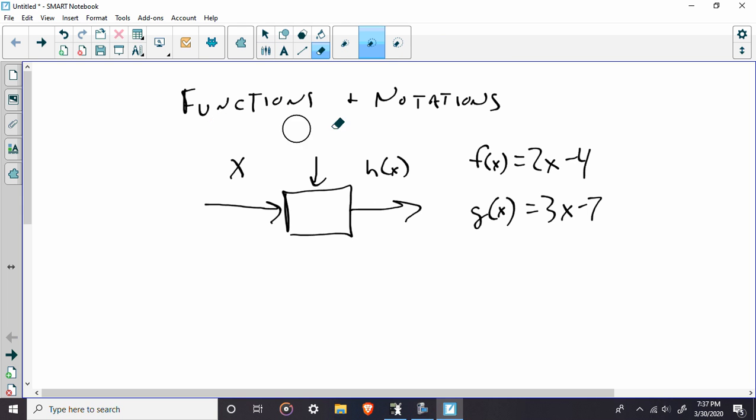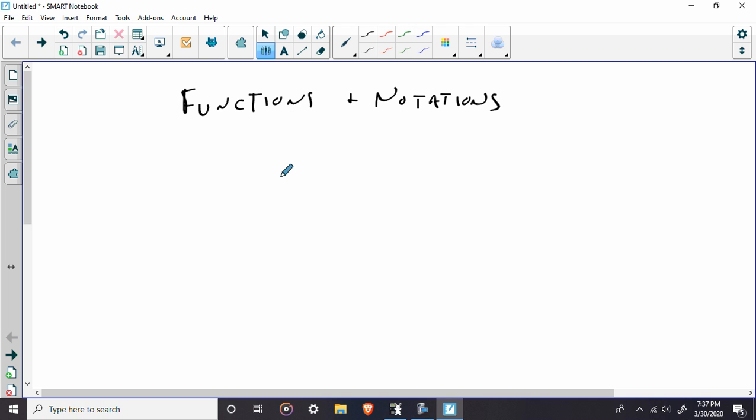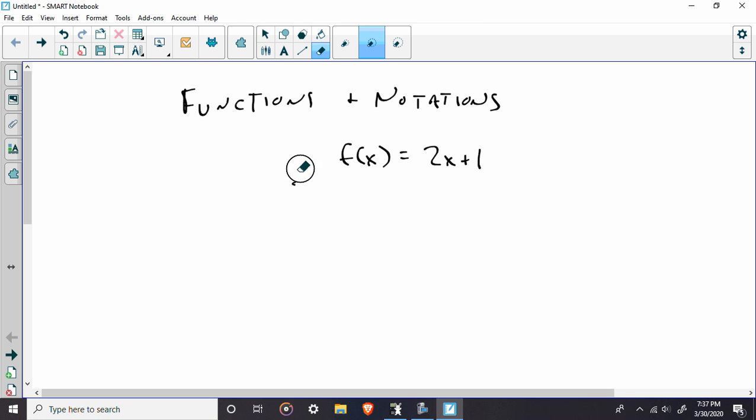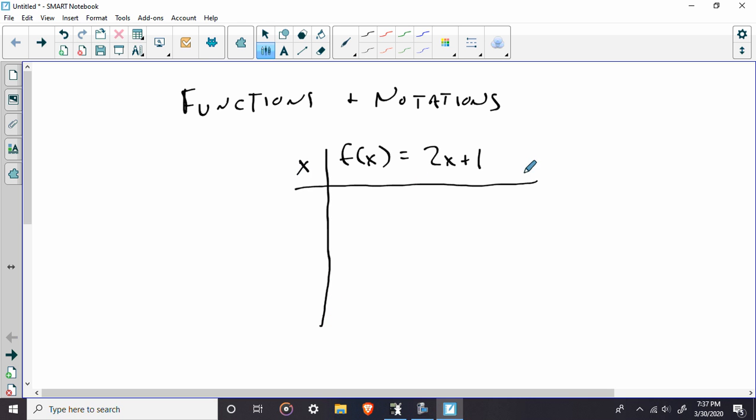So how the notation differs is something like this. Say we were given an example: f of x is equal to 2x plus 1. Well, again, we're still going to have that same kind of chart mentality, where I'm going to choose x's to go in, but now I'm not going to have y's come out. Now I'm going to have f of x's come out. They're still graphed the same. This is still this way, and this is still up and down.